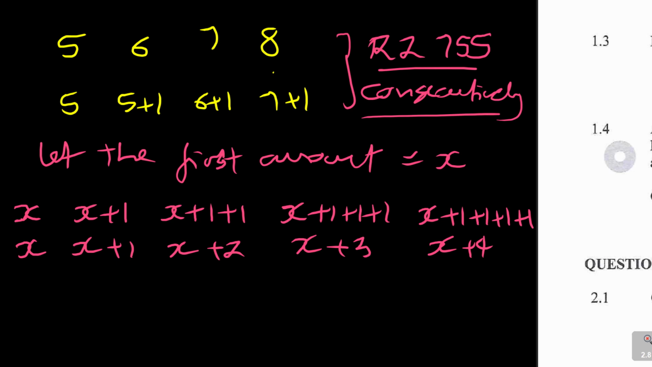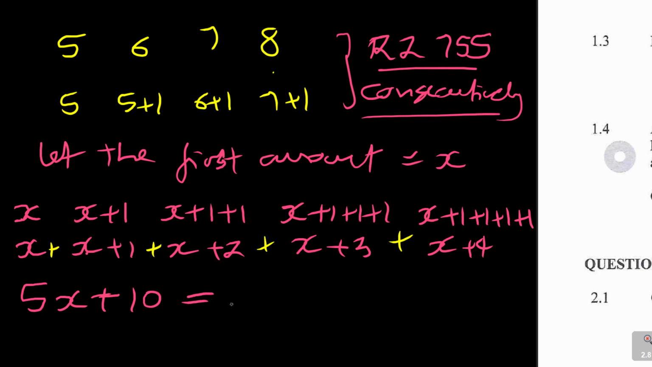Now, they said they need to what? They need to share. So we add these guys here. We add them, plus, plus, plus, plus. When we add them, what do you get? You get x plus x plus x plus x plus x, which is 5x. And then you add 1 plus 2 plus 3 plus 4. 4 plus 3 is 7. 7 plus 3 is 10. So we get 10 there.